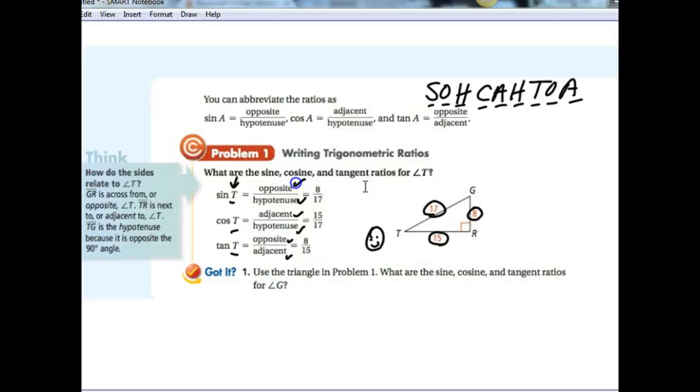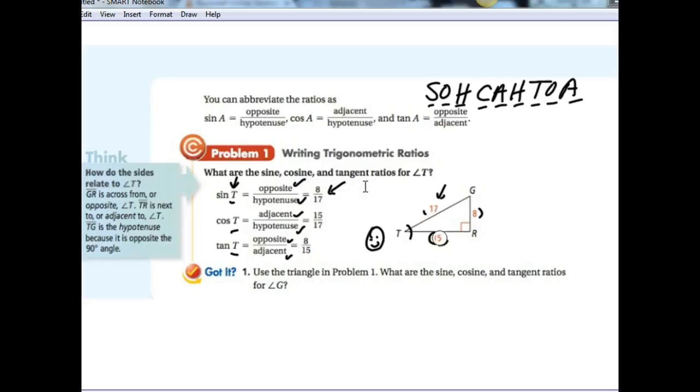So if we're looking from this perspective or this angle, then sine of angle t, again, if sine means opposite over hypotenuse, then that is going to be 8, because that's opposite, and this is hypotenuse. So that's where they're getting the 8 over 17. Okay?